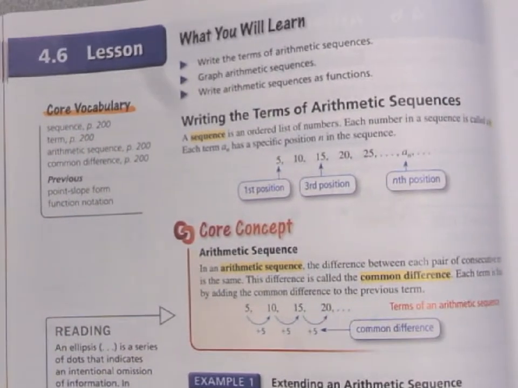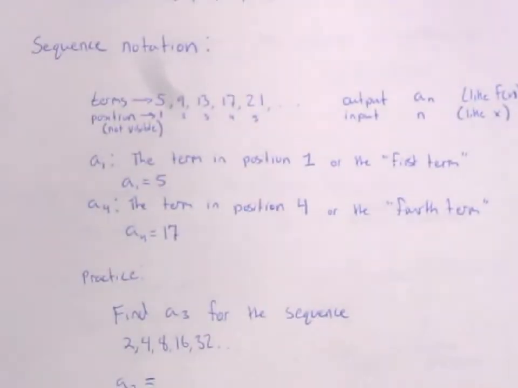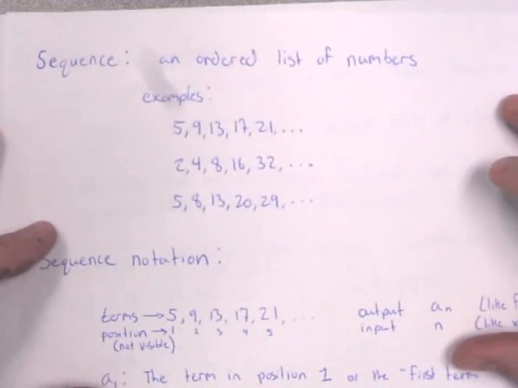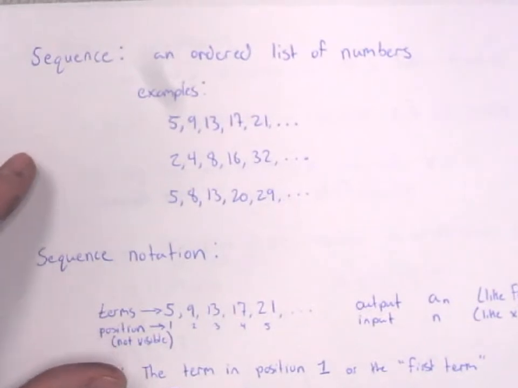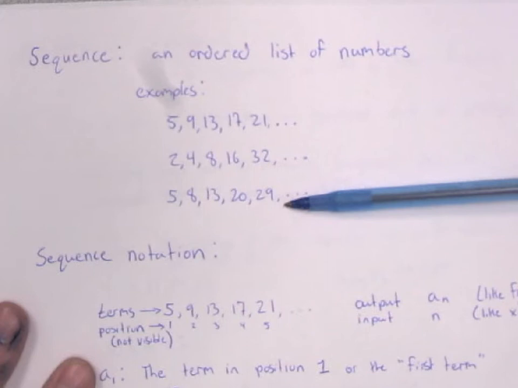Okay, so I'm going to put this aside for now, and I'm going to go through some of the notes that I gave in class that are similar, but building on what we've been talking about. We're going to start with what a sequence is. A sequence is just an ordered list of numbers. So here are some examples of sequences.